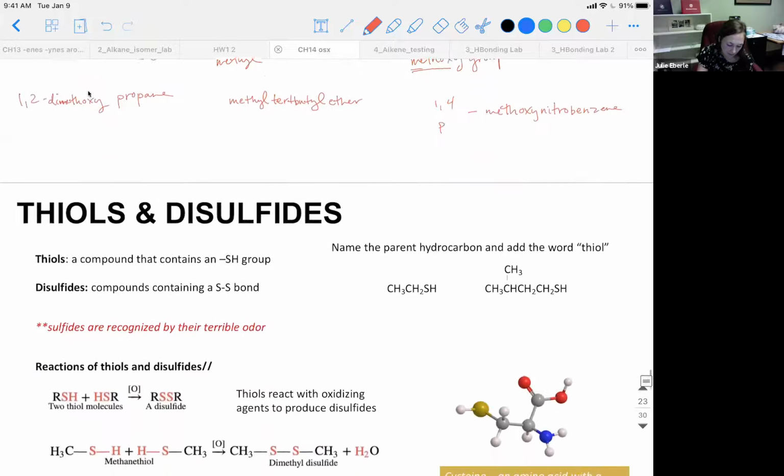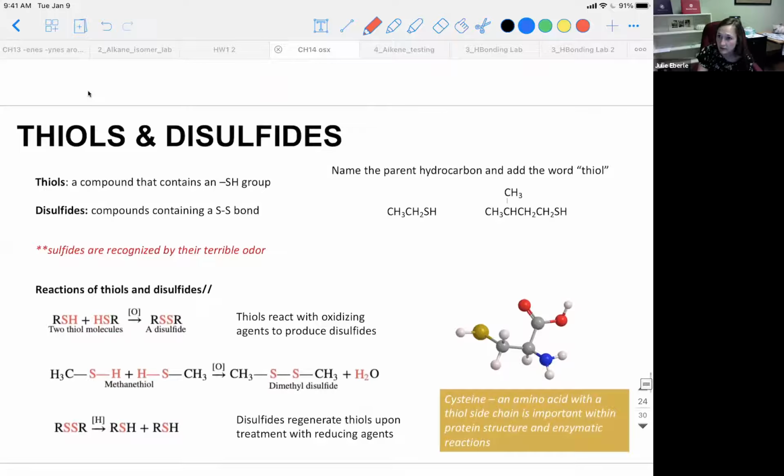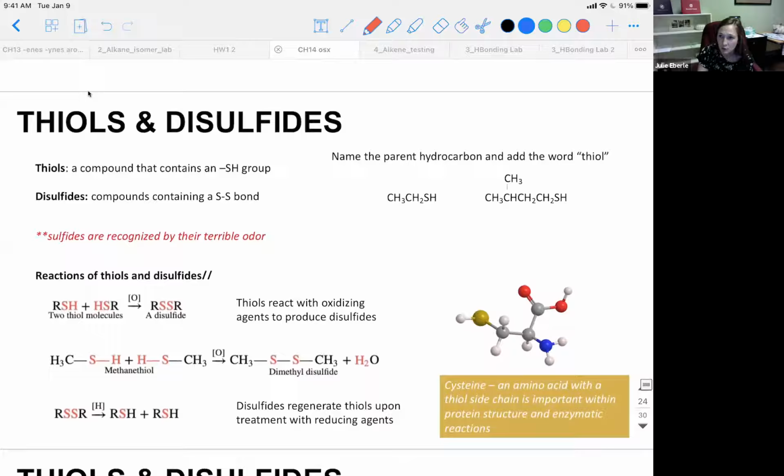All right. I think that's it for naming stuff today. I want to go for about 10 more minutes, and then we're going to be done with lecture. Thiols and disulfides. These are the last of the functional groups too, I believe. Well, we got carboxylic acids and stuff, but we're getting close to the end. Thiols: any compound that contains an SH group tagged onto it somewhere. A disulfide is any compound that contains an internal sulfur-sulfur bond. This is internal, and the thiol is always going to be terminal.